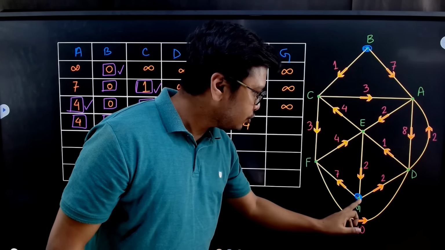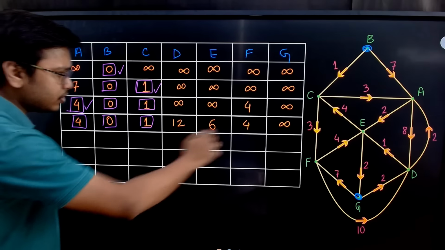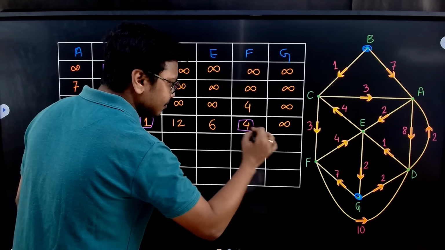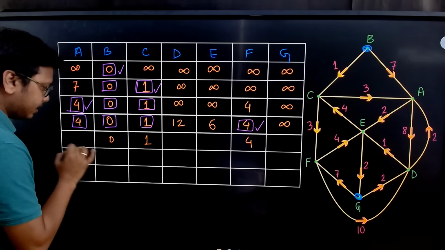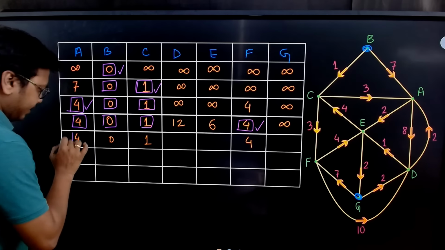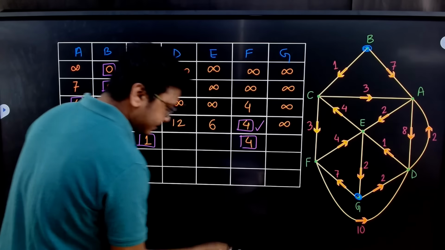From A to G, no connection, so it remains as infinity. So in this row, we can see this 4 is the minimum value. Put a tick beside it, copy down the labels and label them. Move on to the remaining empty cells.